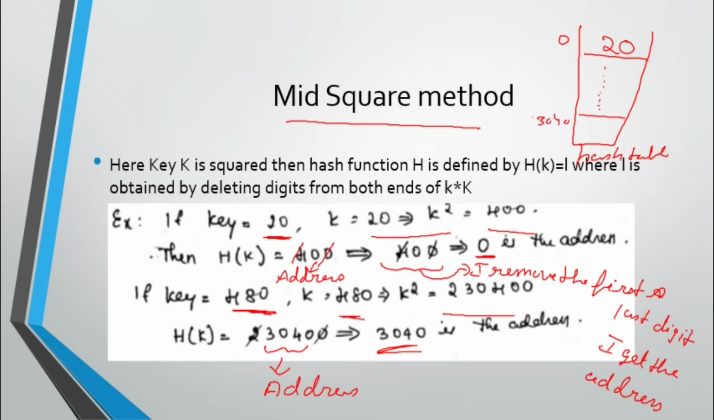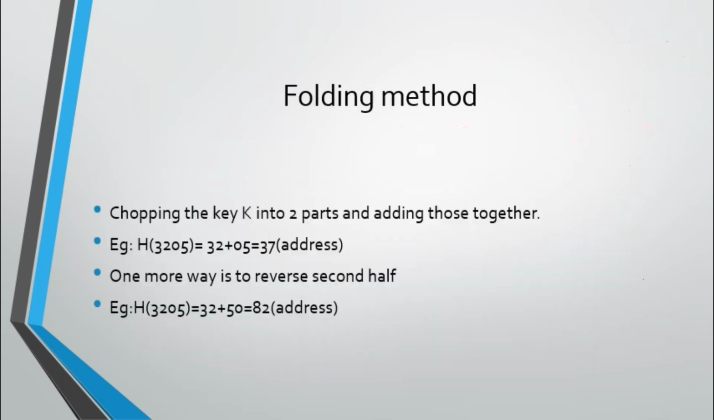So what are these? These are the addresses, and these are the keys. In 3040, what do I store? I store the number 480. That is how your mid square method works.